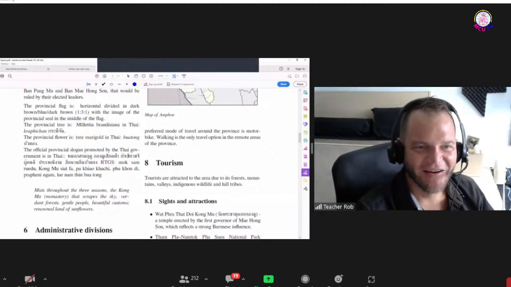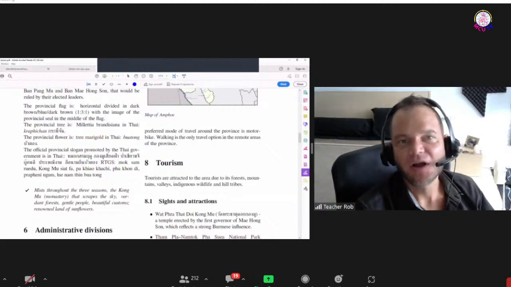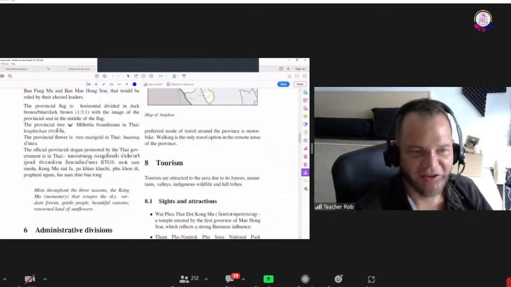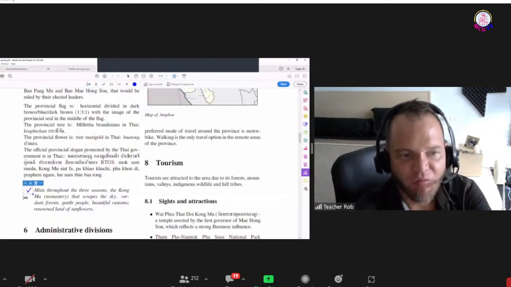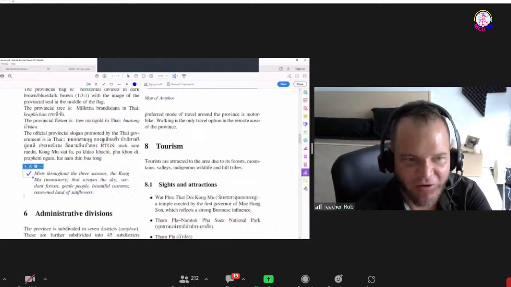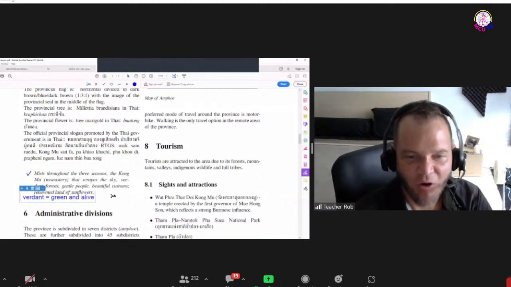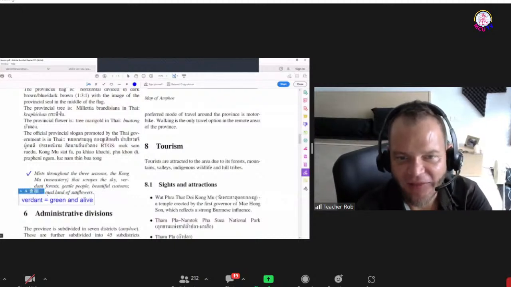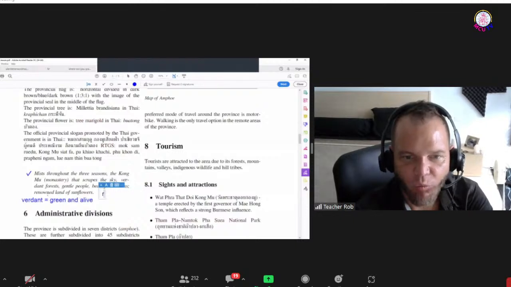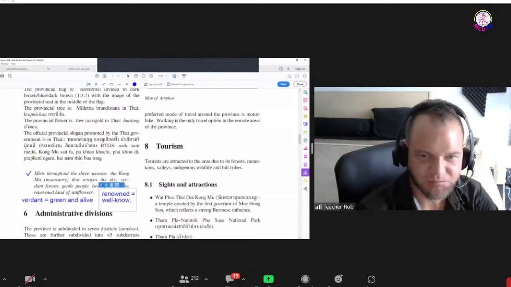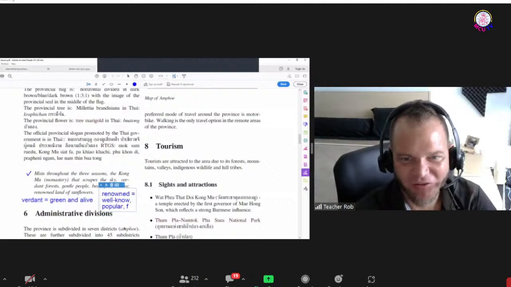So that is their official slogan. There's a couple words from here I want to share, guys. You might not know this. Verdant, if you ever see that word, that just means green and alive. So usually you would talk about a forest like that, verdant. The other one is renowned, and that one, you guys, means well-known or popular or famous, that kind of thing. So yeah, there's some good words in that slogan.